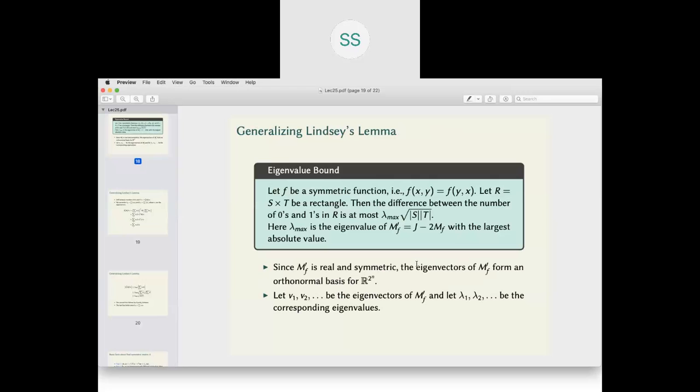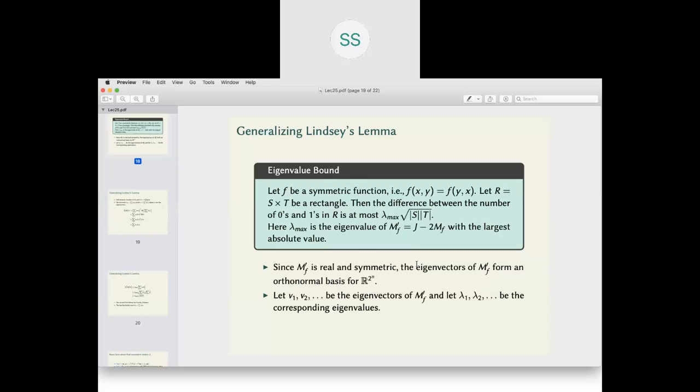Okay, why do we use M_f'? It's because, to compute the difference between zeros and ones in the original matrix, we can just take the sum of the entries in the corresponding submatrix in M_f'. Since M_f' is real and symmetric, the eigenvectors form an orthonormal basis.